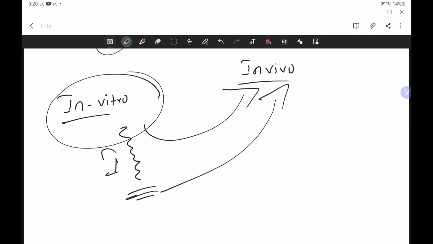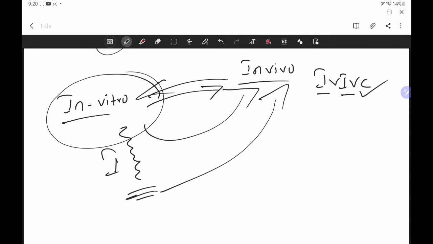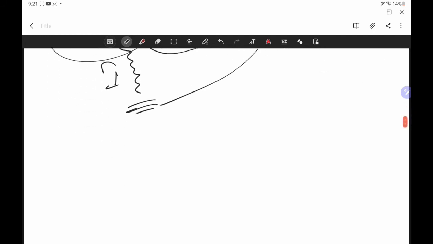Then only I will get good correlation between in vitro and in vivo. That is your IVIVC, in vitro in vivo correlation. How can I correlate these things? So there are methods. I'll just quickly list out those methods.